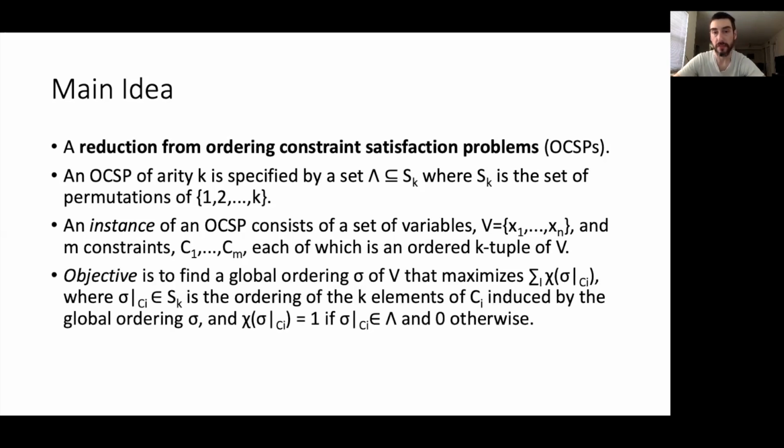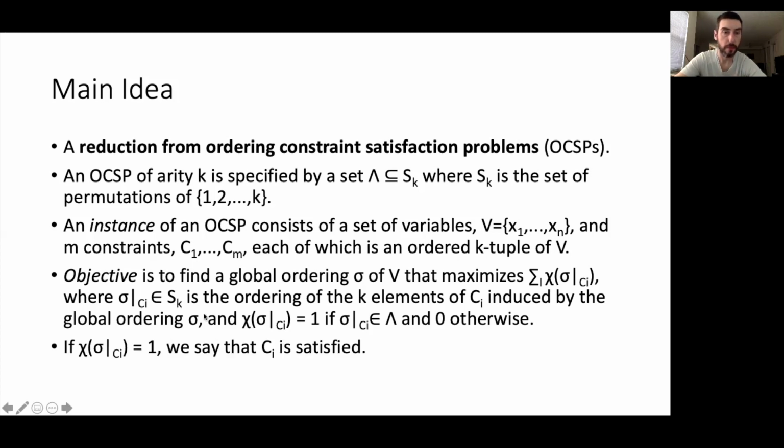And the objective is to find a global ordering on the elements of V, which will maximize the number of constraints satisfied. And by constraints satisfied, I mean that the permutation obtained by restricting the global ordering to the elements within each constraint is actually within lambda. So more formally, if we define a characteristic function, which is one if and only if the permutation is in lambda, and we consider sigma restricted to Ci as the ordering on the k elements of Ci induced by the global ordering sigma, we want to maximize this sum given here.